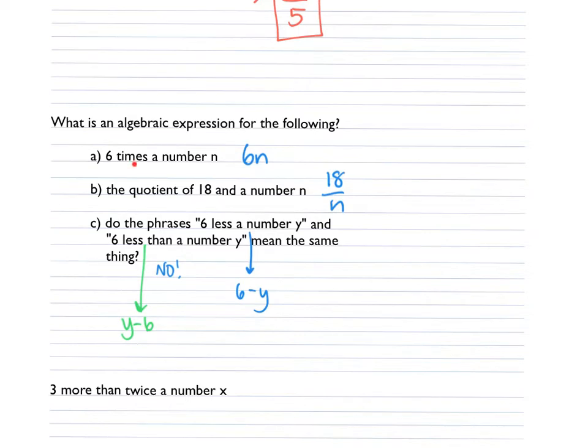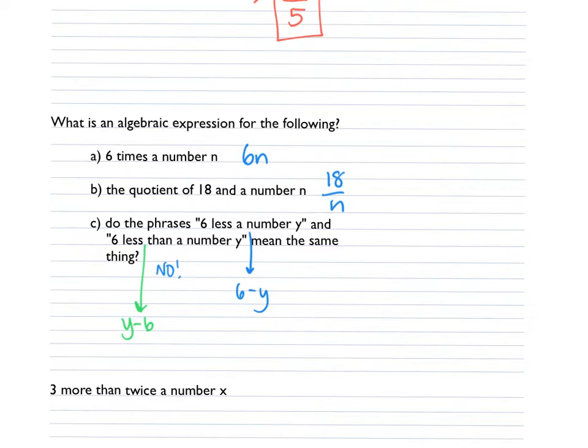Okay, so this first one, hopefully you just wrote 6n. 6 times the number n. This is what I want you to get for algebra, just 6n. If you wrote the x for the times or the dot, that's fine, or the parentheses, that's fine. But 6n is what I want to get to. And then quotient of 18 and a number n. 18 was written first, so it goes on top, and n was written second, so it goes on bottom. And hopefully you didn't write the divide sign, you just used the fraction as your divide sign. 18 divided by n.